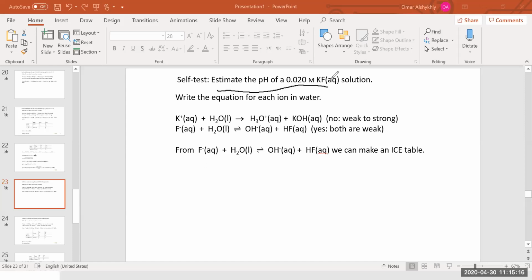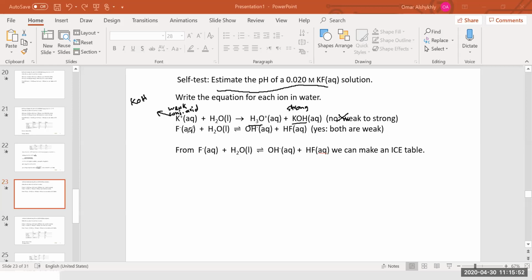So potassium, which is coming from a strong base, so the potassium will be a weak conjugate acid. With the water, it gives you H3O positive plus KOH. Now KOH, it is strong. Now that's impossible to happen, to go from weak to strong, so no, we will ignore it.